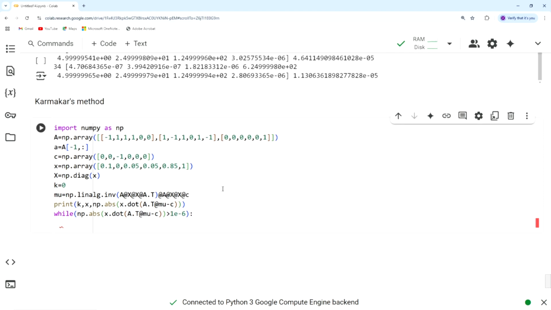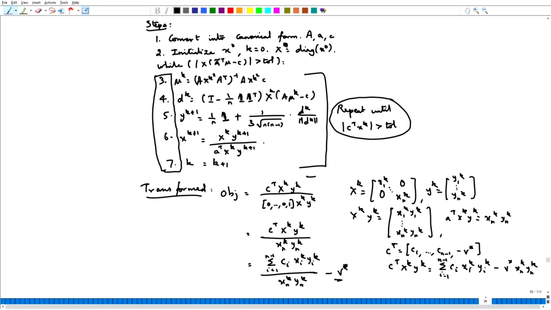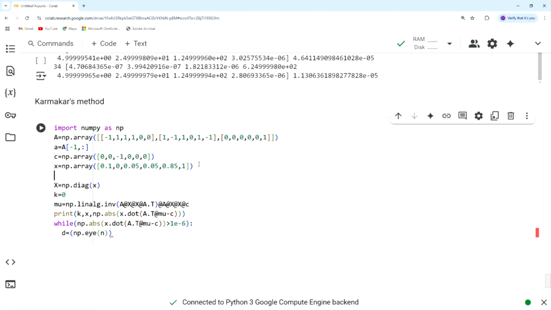So, the first step is choosing D, right. D, if you recall, is I minus 1 1 transpose by n, into x minus x into A transpose mu minus c. So, I will show that to you. This is np dot I of n, which I have not defined, so I will define n as the shape of x.